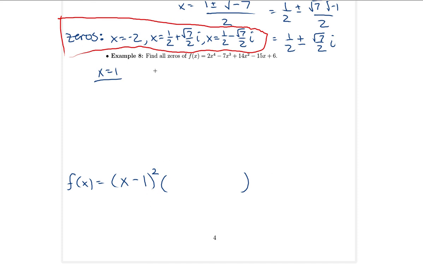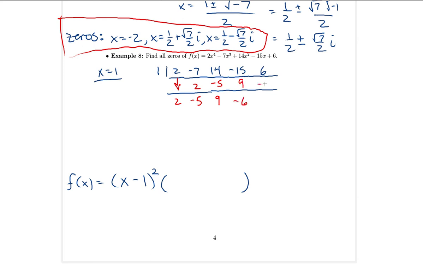Because what you would do is you would do your synthetic division. 2, -7, 14, -15, and 6. You do that synthetic division. We've done this a number of times now, so I'm going to do it nice and fast. And so then that right there all by itself tells you that f of x is equal to x minus 1 times 2x cubed minus 5x squared plus 9x minus 6.